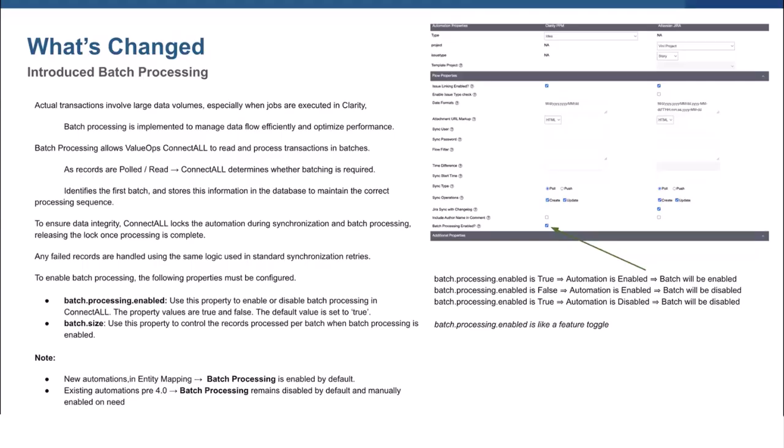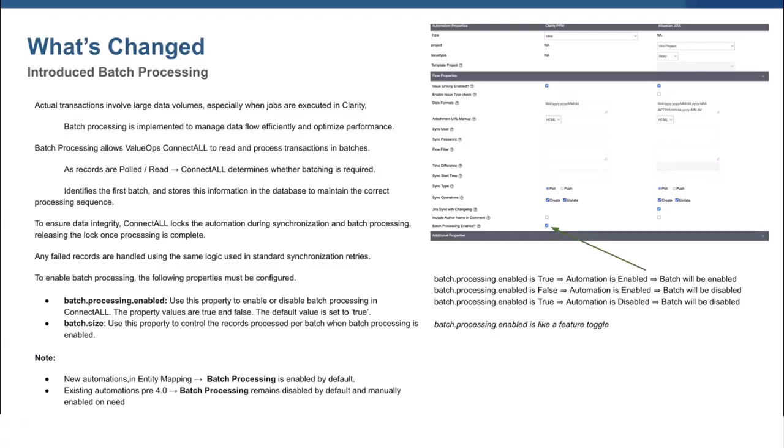If there is any failure, for example, a failure in the first batch, it will skip the failure and continue the processing, and then it will only pick the failed records for reprocessing. It will not reprocess everything again, only the failed records. This continues to happen just like our normal synchronization retries. That retry will continue to happen.